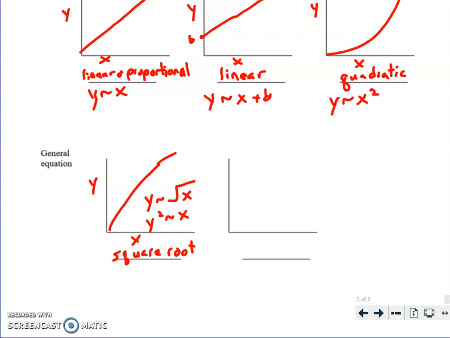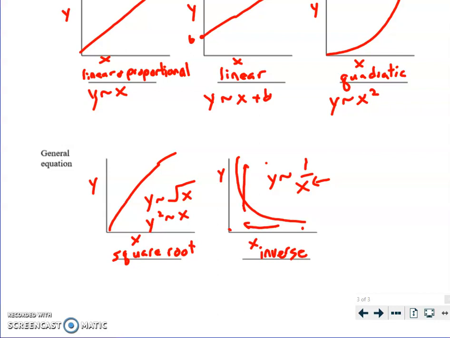The last one, which is very common, looks like this. It's a hyperbola. Okay, that is y. That's an inverse. And that's telling us y is proportional to 1 over x. In other words, as x gets bigger, y gets smaller. So I'm starting with a large x, I've got a small y. If I go to a smaller x, my y goes up more drastically.